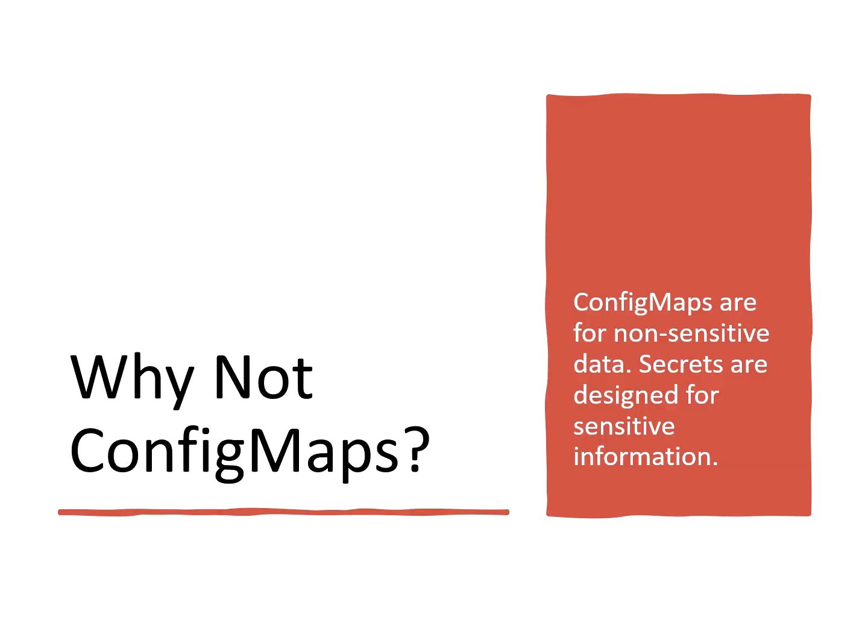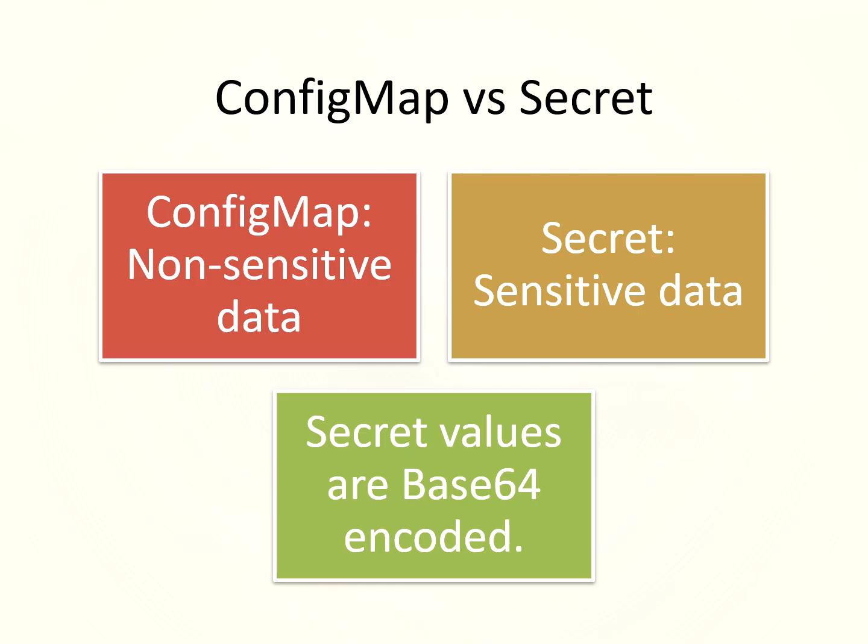Why don't we use config maps? Many beginners ask this question: why can't we just use a config map? The answer is very simple. Config maps are designed for non-sensitive configuration data like application settings, environment variables, feature flags, etc. The name itself suggests config. But secrets, as the name suggests, are specifically designed for sensitive information. So whenever you're dealing with passwords, tokens or keys, always use secrets, not config maps.